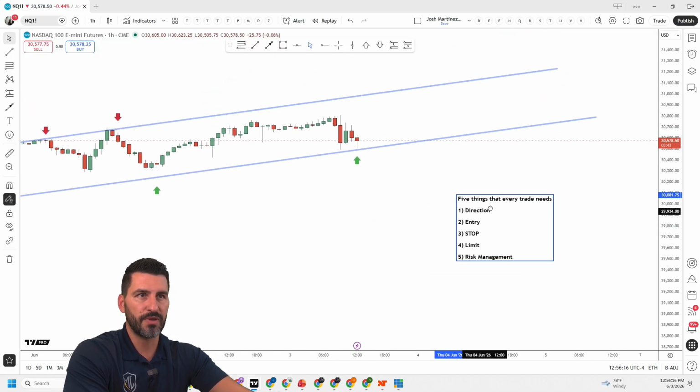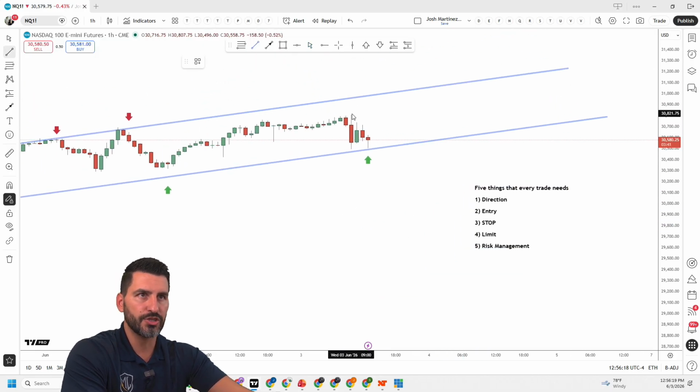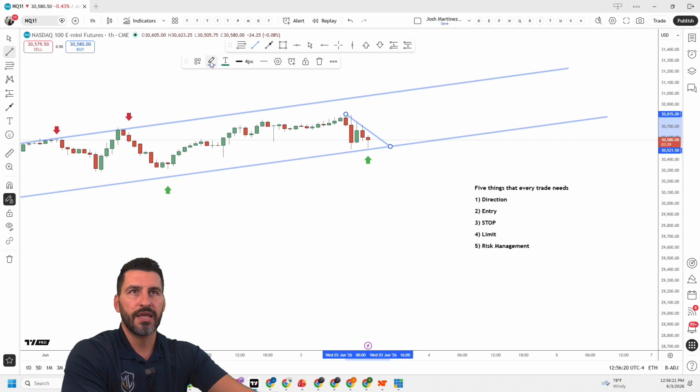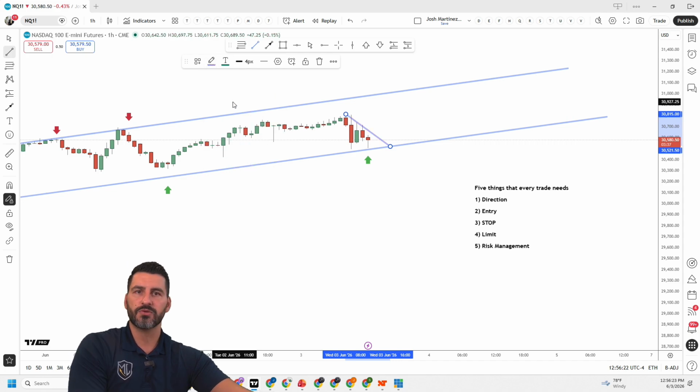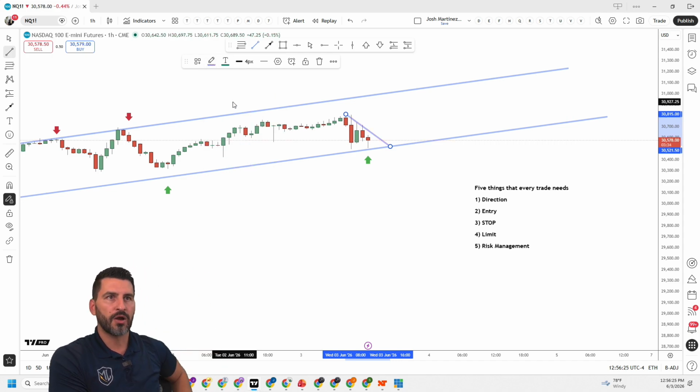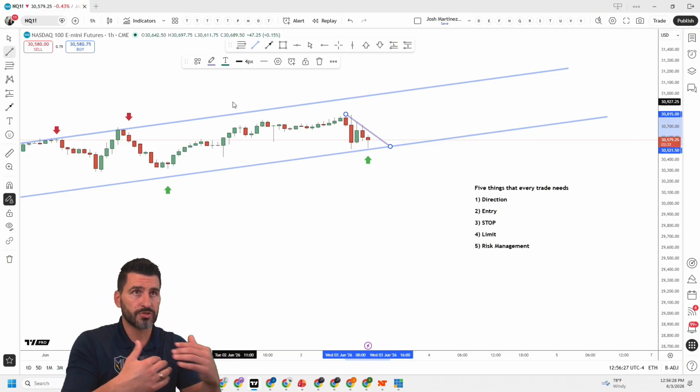We want an entry methodology. And so I like to use what's called a counter trend line. And a counter trend line is exactly the way it sounds. If I think the direction is up, I'll bring in a trend line that counters that direction.